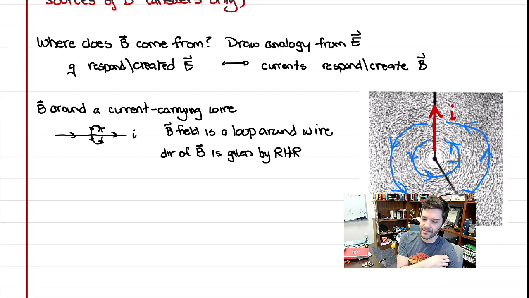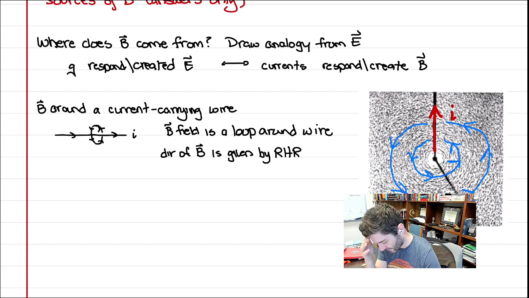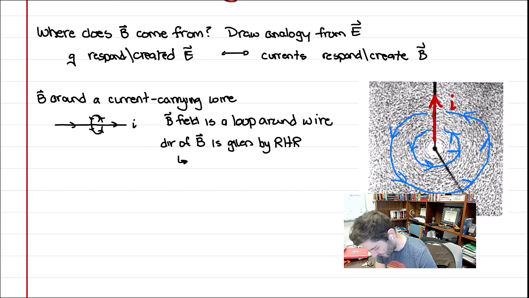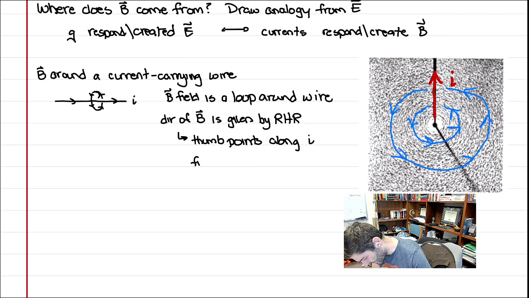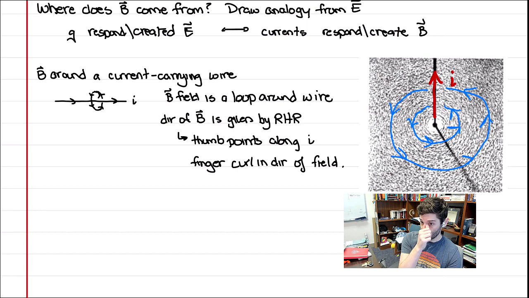In this case, I think it's sometimes called the second version of the right-hand rule, the one that we are more familiar with in terms of rotation. If your thumb points along the current, then your fingers naturally curl in the direction of the field. So again, if I have this wire and I put my thumb in the direction of the current, then my fingers naturally curl in the direction of the magnetic field.